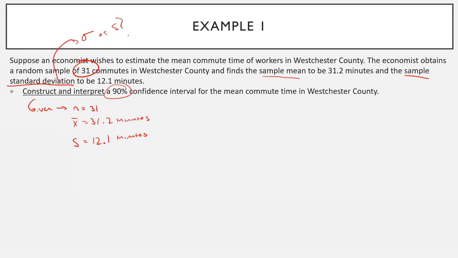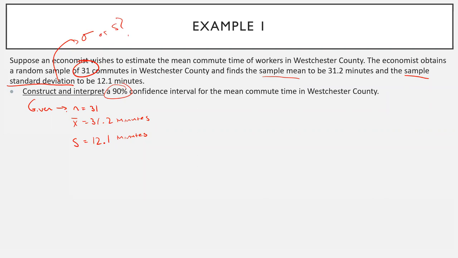Just so we're clear, this is why we have to do these confidence intervals. I sampled 31 commuters and got the sample commute time to be 31.2 minutes. Do you think the average commute time of Westchester County workers is exactly 31.2 minutes? No, definitely not. So what could the real value possibly be? Well, there's no way we can know, right? So that's why we need to estimate it with a confidence interval.